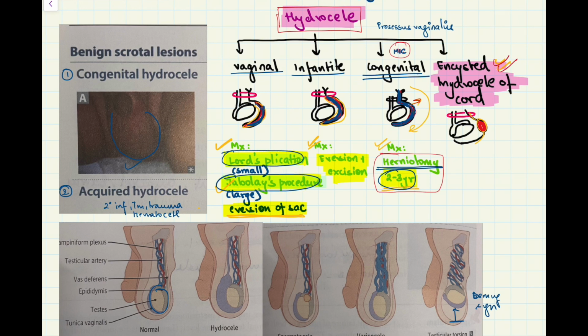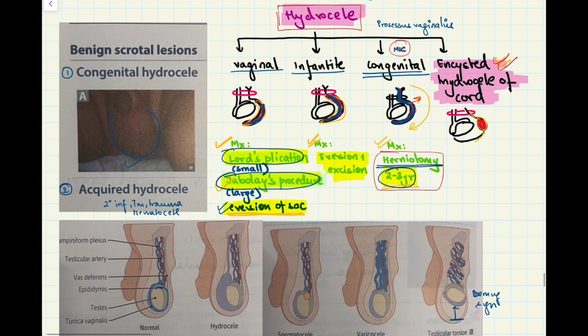For management of hydrocele, if it is small, then Lord's plication is done, while Jaboulay procedure is the treatment of choice for a large hydrocele where eversion of sac is done, while for infantile the management is simple eversion and excision. Then a variant is encysted hydrocele of the cord, where only the middle part of the processus vaginalis is patent, and the rest, the proximal and distal parts, are obliterated. This condition is known as encysted hydrocele of the cord.